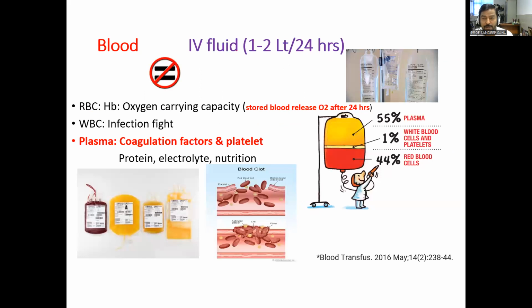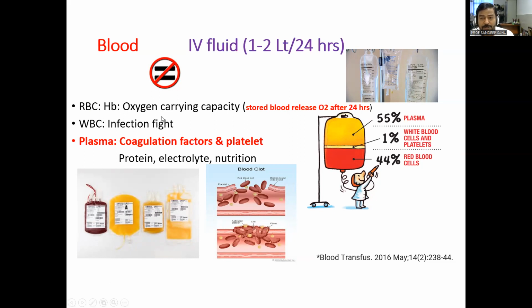Everybody gives the red bag, and this red bag is stored blood, given only to increase oxygen carrying capacity. But it is stored blood, and the hemoglobin will release oxygen only after 24 hours because of 2,3 DPG and other factors. This red bag of PRBC doesn't have plasma, coagulation factors or platelets. So these bags are not all the same: the FFP, the cryo, the platelet and the PRBC.